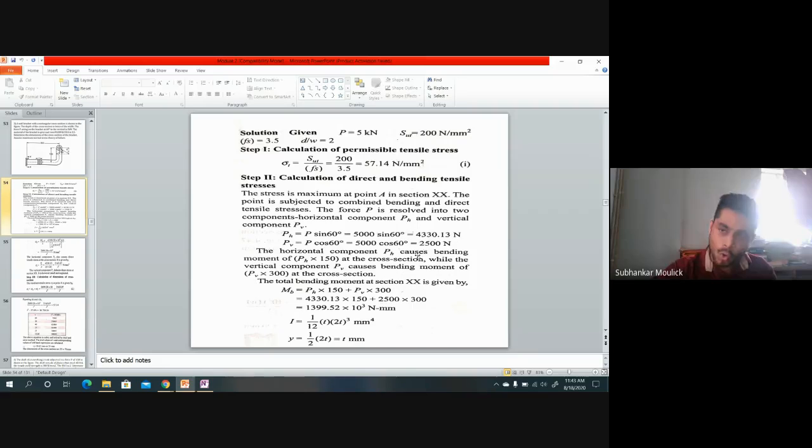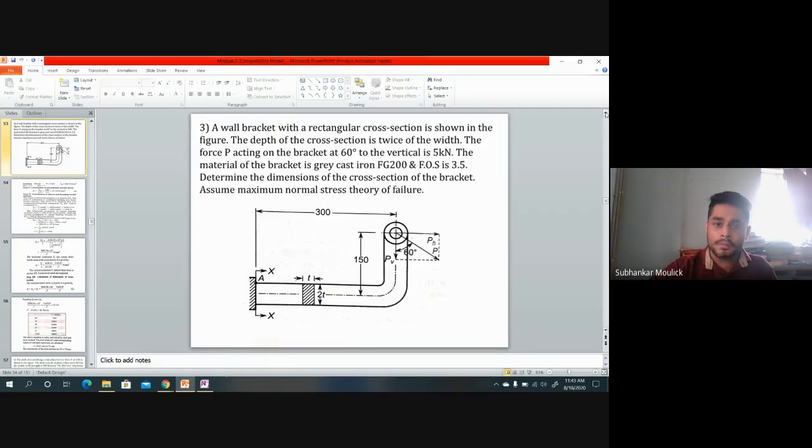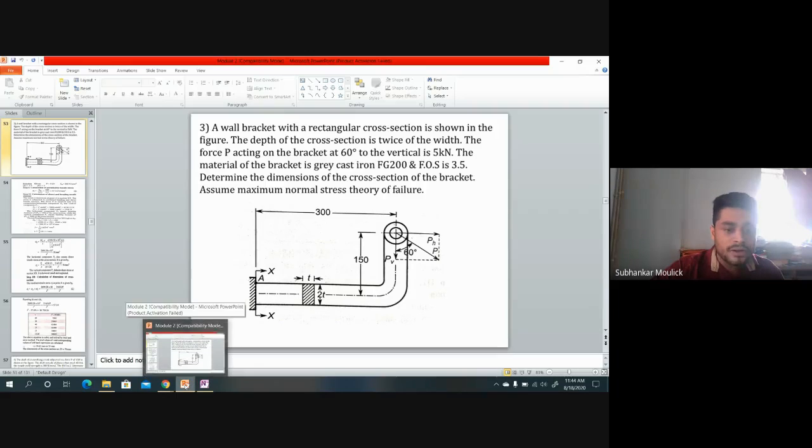No, sir. Okay. Now from the problem, after drawing the free body diagram, I understood that PV into 300 plus PH into 150 is creating a bending stress in the entire cross section of the problem at particular section XX. So I know how I will design this problem on the basis of bending stress.